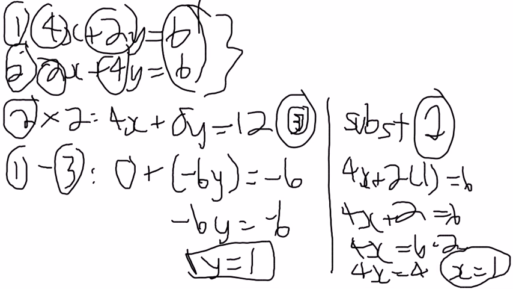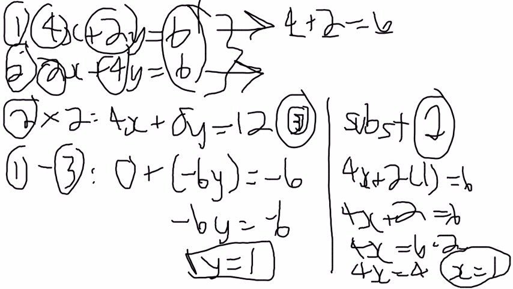So now we want to check, as always. So x equals 1, y equals 1. So 4 plus 2 equals 6 when you multiply, and then 2 plus 4 also equals 6. So this is good.